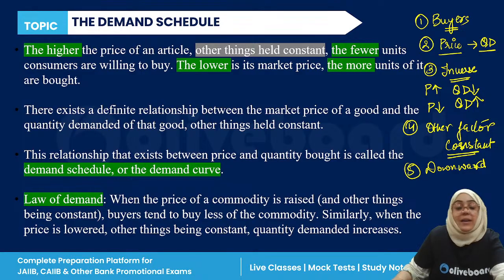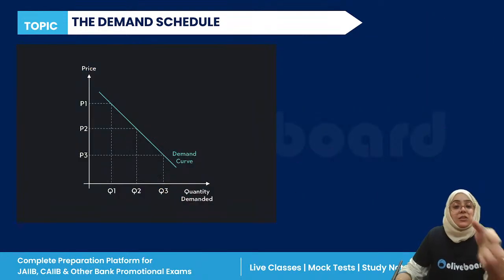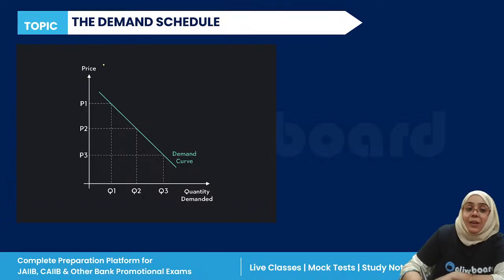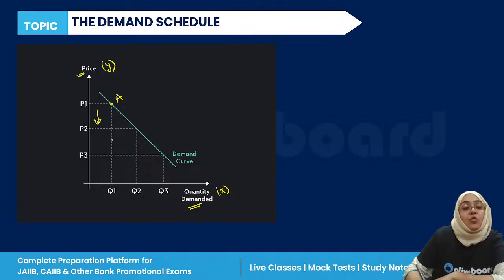from left to right. How is it downward sloping? Just take a look at this graph. So obviously we know this is the y-axis, this is the x-axis. Now in the x-axis, the quantity demanded is there, in the y-axis, prices are there. Right, so see, at this point A, the price is P1, the quantity is Q1. Now, as the price is decreased to P2, the quantity increased to Q2.